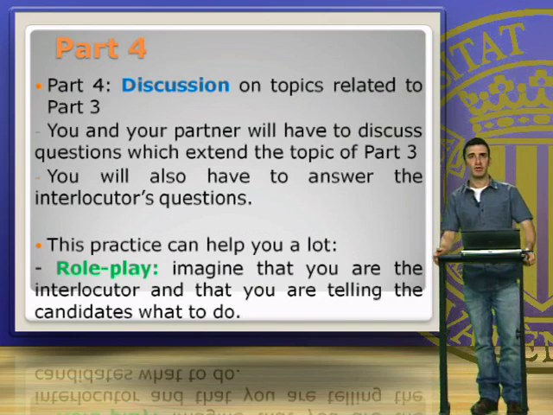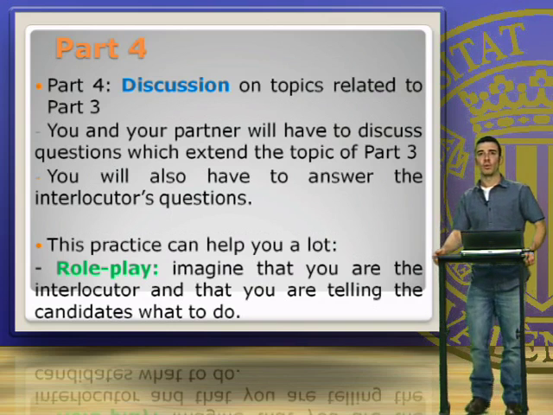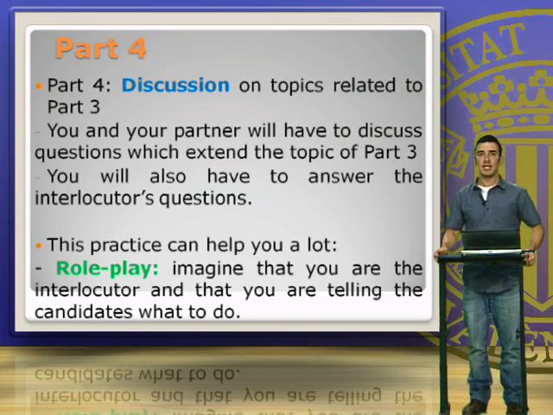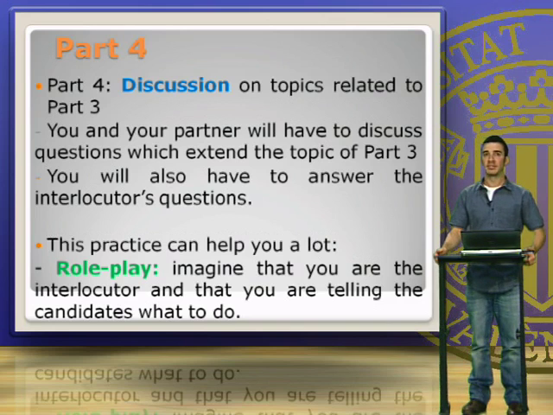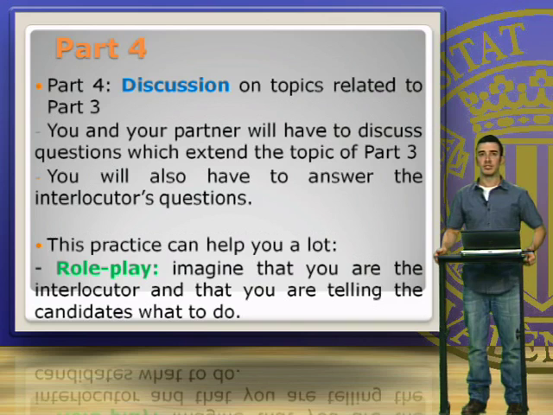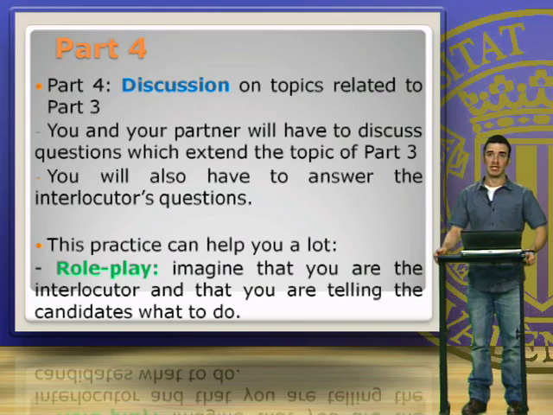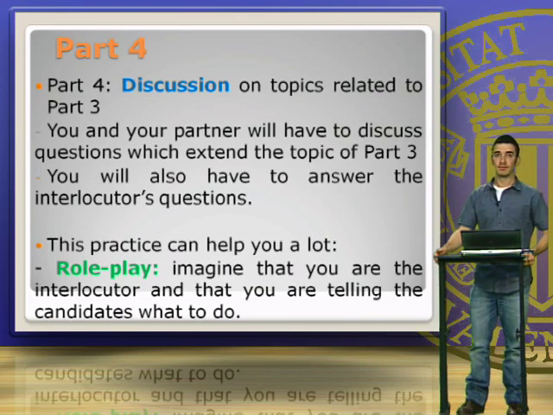Let's move on forward to part 4. This part is called discussion. And here, candidates have to give more information on the topics related to part 3. That's why they have to discuss and to answer questions that could extend the topic of the previous part, as I said. You will also have to answer the interlocutor's questions.